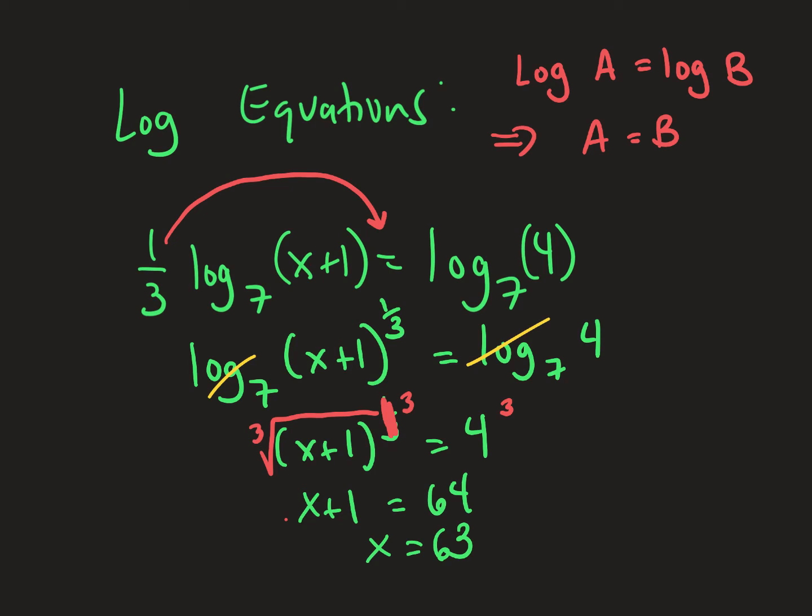Now this is probably my solution, but here's the one thing about logs. We have to make sure we plug it in for x, and the one big thing we have to make sure is it can't make it negative. So 63 plus 1 can't be negative. It of course isn't negative, but if it was negative, we'd have to exclude it as a solution, and we'll see that in the next problem. So in this one, our only solution is 63.